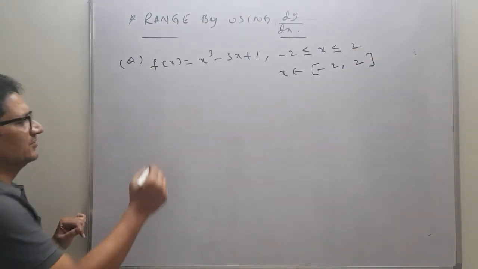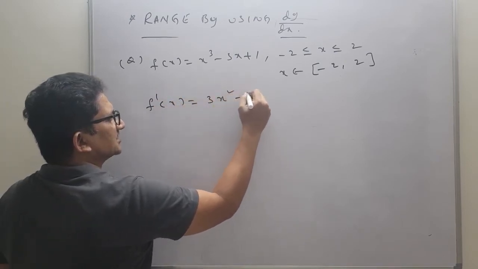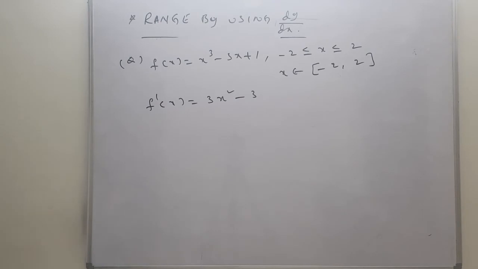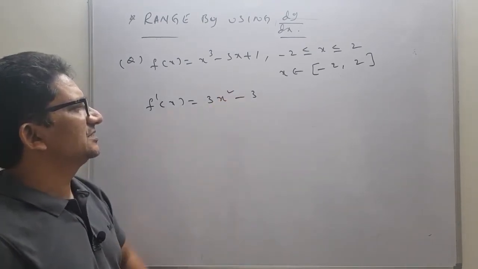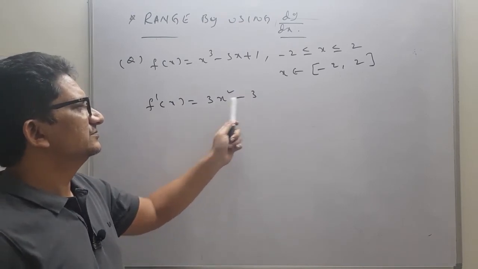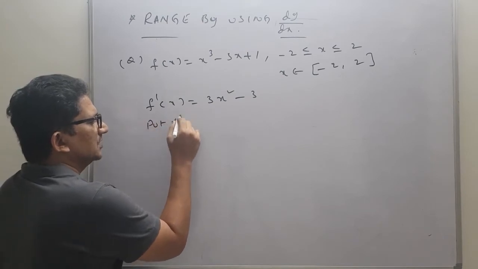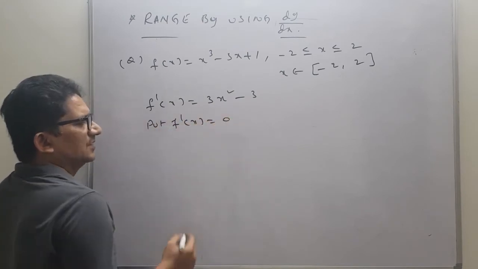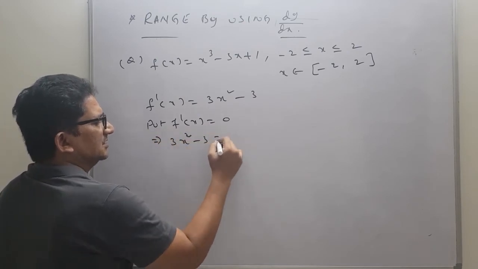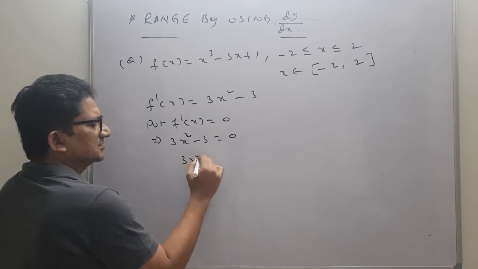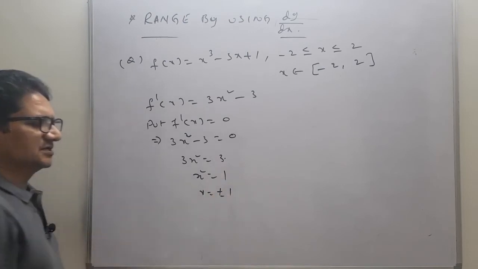Now we will go for the derivative of the function. F dash x equals 3x square minus 3. Now if you check, 3x square minus 3 is sometimes positive and sometimes negative. So what will we do immediately? Put f dash x equals 0. Then 3x square minus 3 equals 0, that is 3x square equals 3 and x square equals 1, so x equals plus or minus 1.